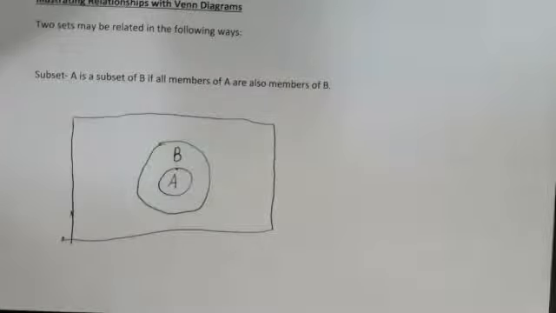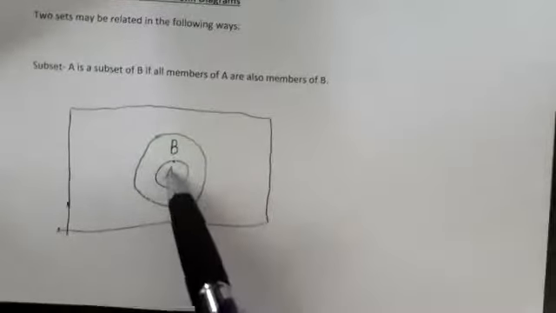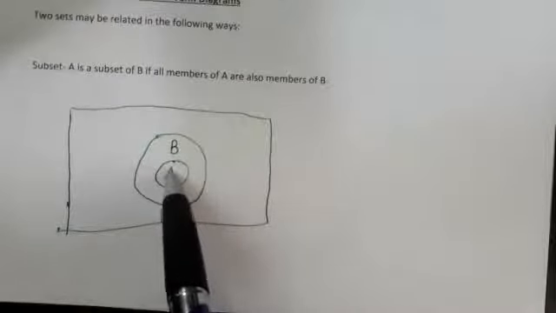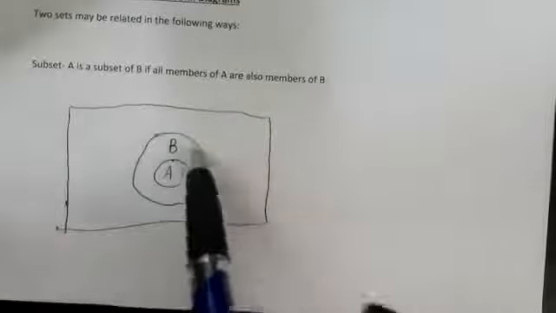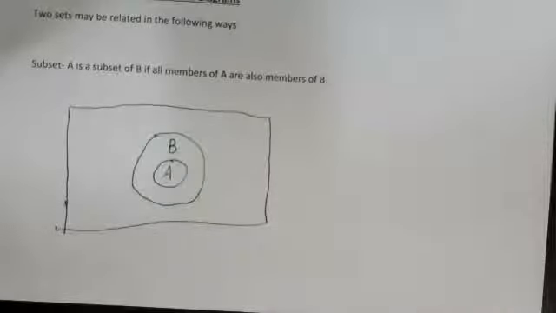We say A is a subset of B. If you put your pencil pointer anywhere in A, guess what? You're also going to be in B. That's what this is saying. So two sets can be related by being subsets.